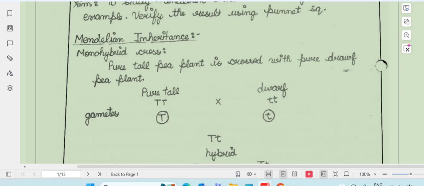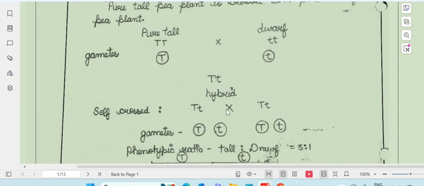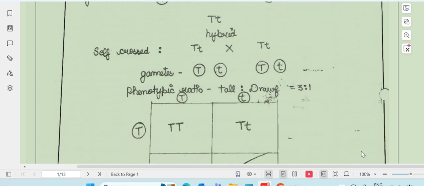An example is given here: a pure tall plant, designated by capital T and capital T, crossed with a dwarf, designated by small t and small t. So you are getting the hybrid, one capital T and another small t. When these hybrids, capital T small t and capital T small t, are self-crossed, gametes are formed, the same kind of gametes, capital T, small t, capital T and small t. When they are self-crossed, you get the ratio in the Punnett square.